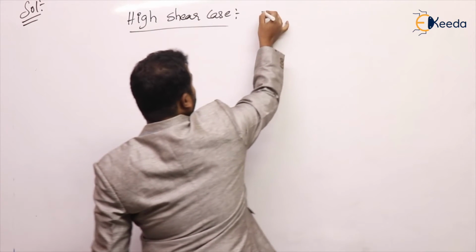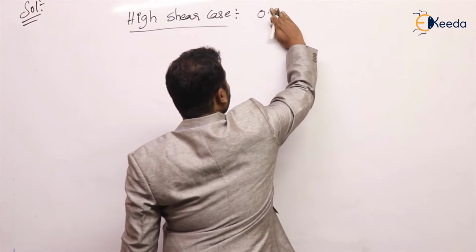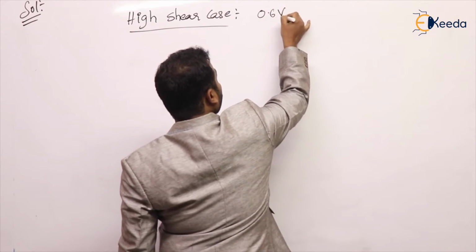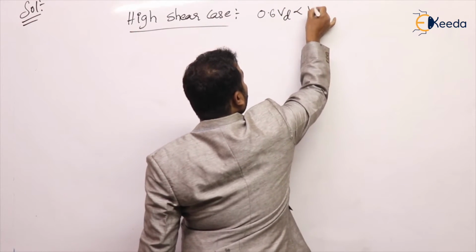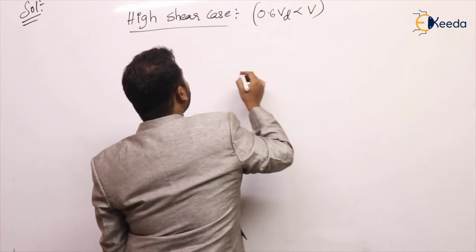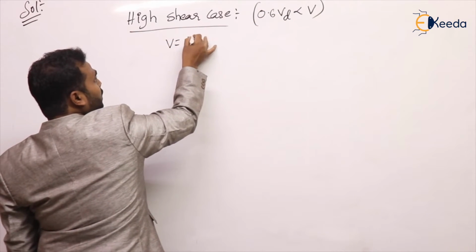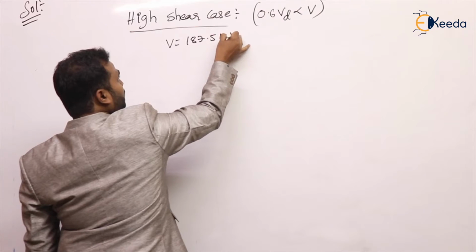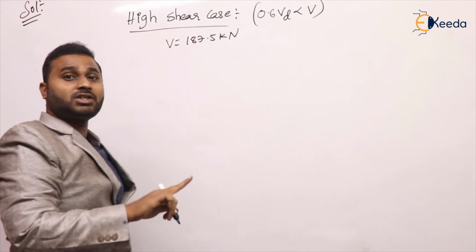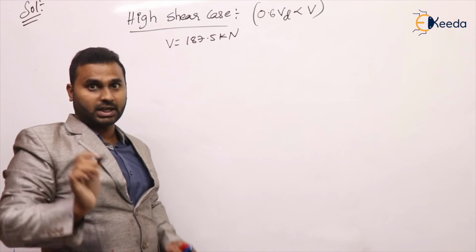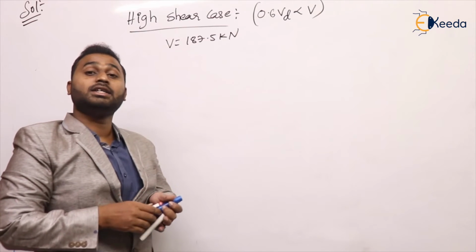So in shear case means 0.6 VD. Okay, 0.6 VD is less than V. Is that okay? For this question, V is how much? For this question, V is 187.5 kilonewton. If we consider the same section, then that comes out to be low shear case. That's safe. Therefore, let us assume another section.